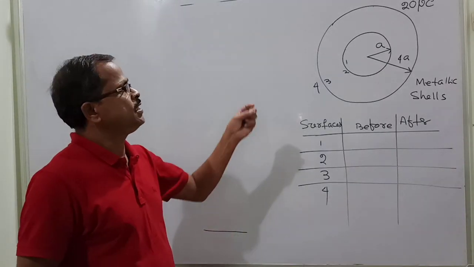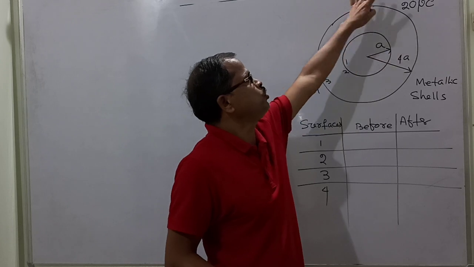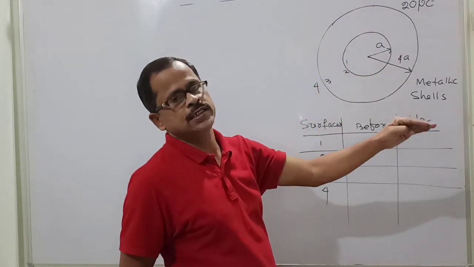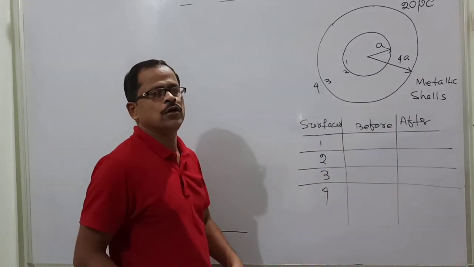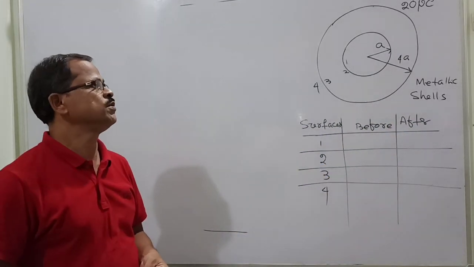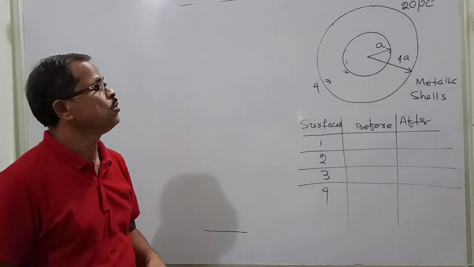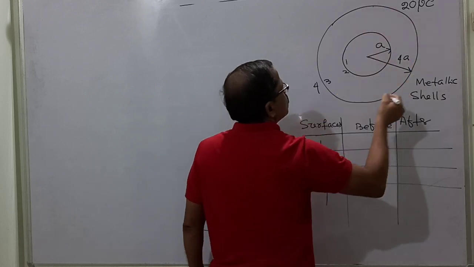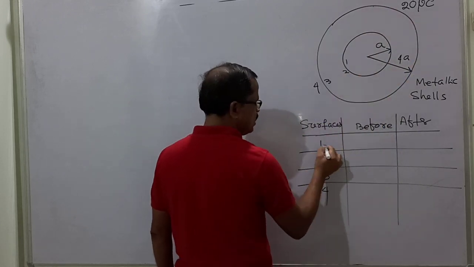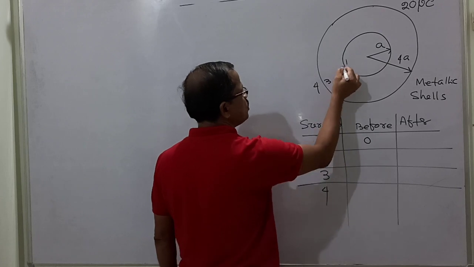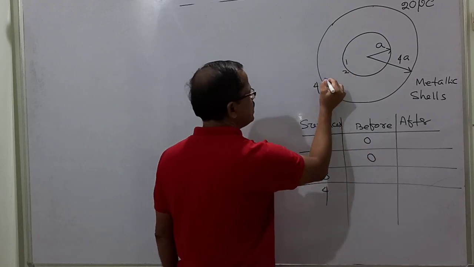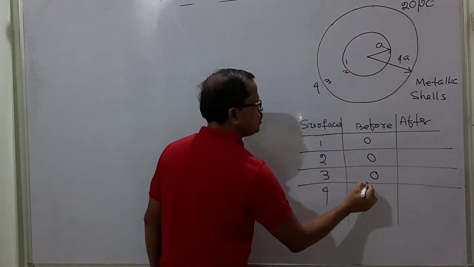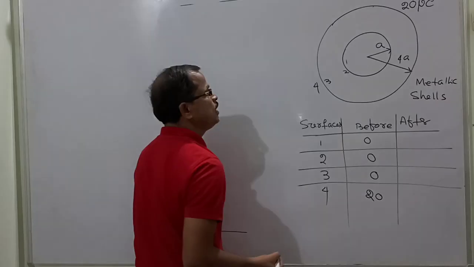Now, when the charge is given to the outer sphere, no charge will be present inside, no induction inside, according to Gauss law or the concept of lines of force that we have already discussed in our previous video. You can refer to that one. So the entire 20 microcoulomb will be present on the outer surface. The charge at surface 1 is 0, at 2 is also 0, at 3 also 0, and the charge on 4 is entirely 20 microcoulomb. That is the first case.